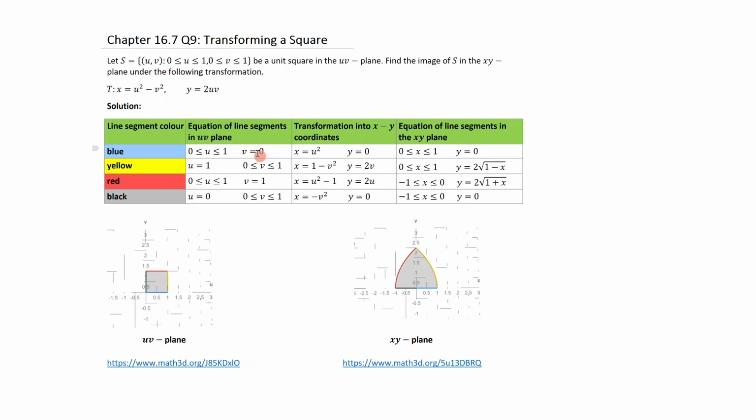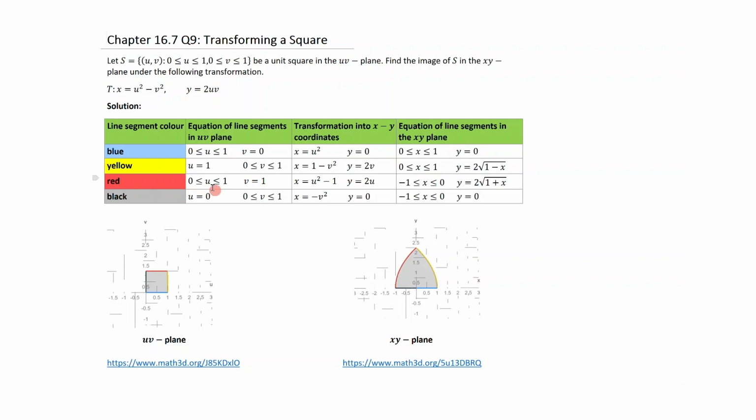So if V equals 0, then X equals U squared and Y equals 0. If U equals 1, and V ranges from 0 to 1, that means that X will become equal to 1 minus V squared, and Y will be equal to 2V. You just substitute in U equals 1 here, and this just becomes 2V.